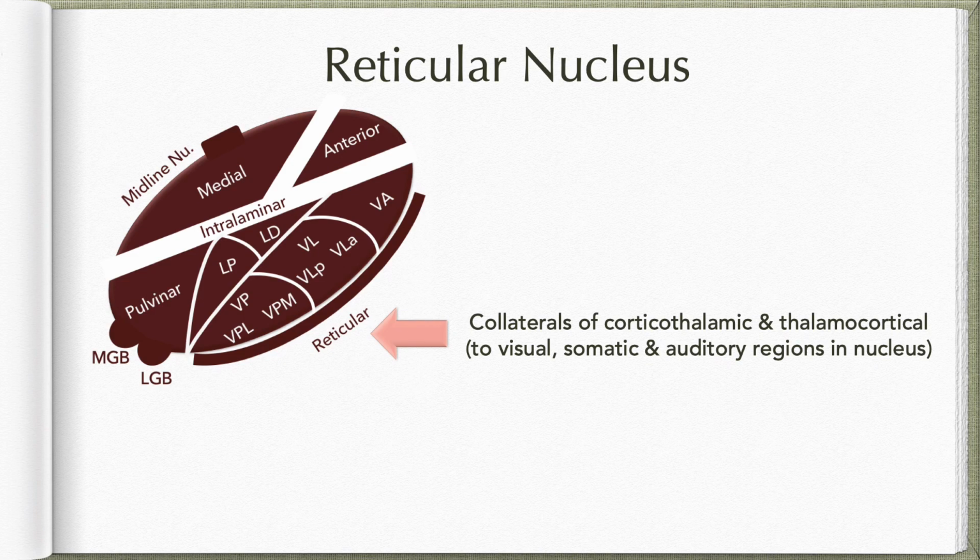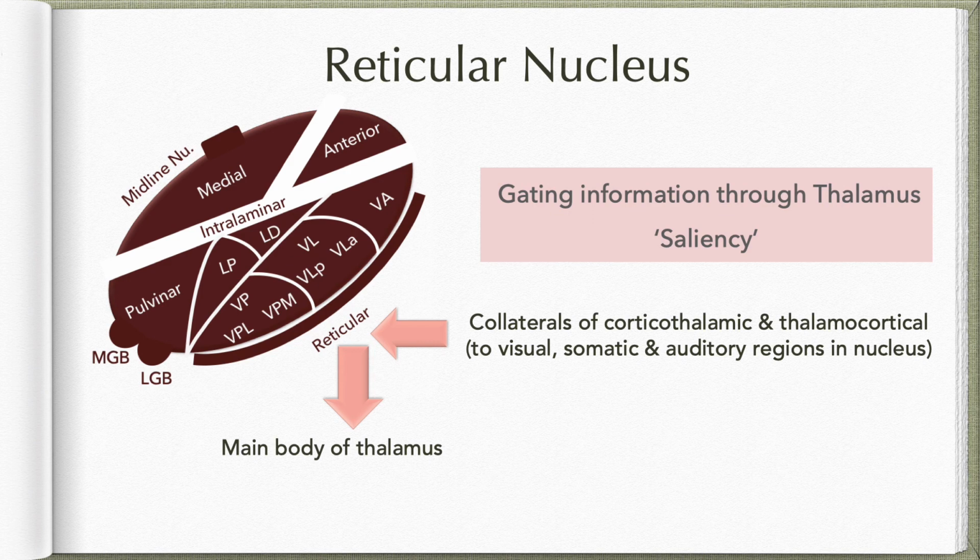Within the reticular nuclei, there are specified areas, which are the visual region, somatic region and auditory region. So the corresponding functional fibers will be relaying in those regions. And the main output from the reticular nucleus is to the main body of the thalamus itself. So what is its function? It helps in gating the information through the thalamus, what is known as saliency.